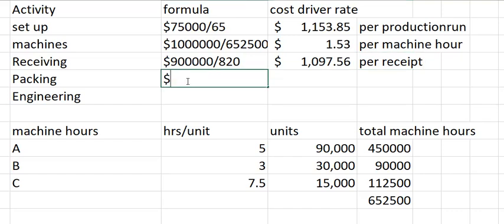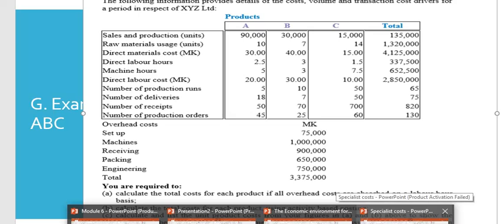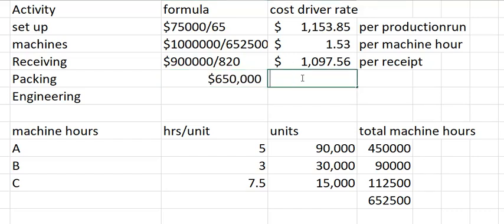Packaging. Back to the question. Packaging, the total cost is 650. So packaging, I've said we should use the delivery. So we have that.